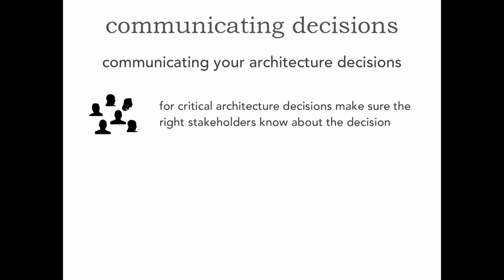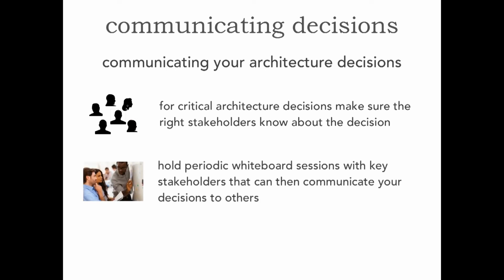I might even go and call or even have a face-to-face meeting with an important stakeholder if that critical architecture decision impacts them. The second thing that I like to do is to hold periodic whiteboard sessions with key stakeholders, and only those key stakeholders, because then they can communicate your architecture decisions to others, as opposed to bringing 30 people into a room and saying, here's what we decided. If I bring 5 people in, make sure they know it, they can tell their teams, and then at least the architecture decision gets communicated and everybody knows where it's well documented.